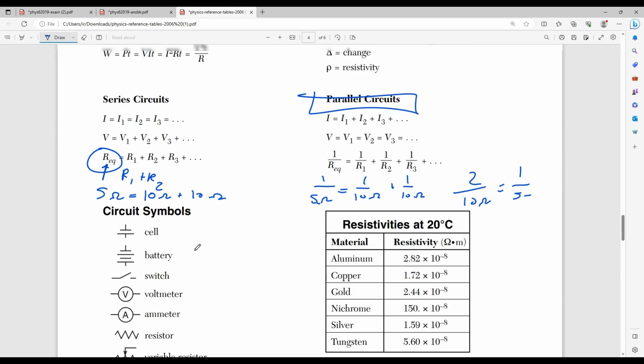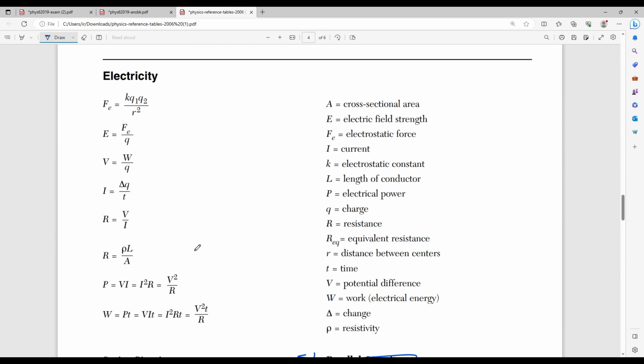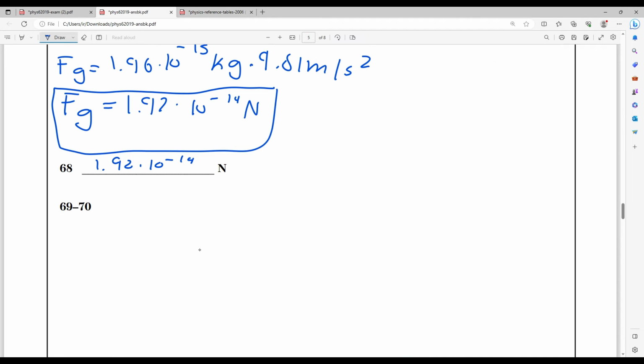I go to energy or electricity, right? Literally right here is the formula that we have to use. It's E is equal to FE divided by Q, right? So here I'm going to write E is equal to FE divided by Q. When we're solving for Q, let's just put this in terms of Q. That means that Q is equal to FE over E.